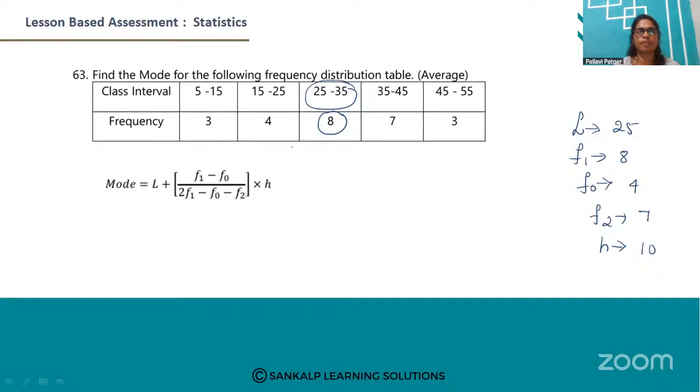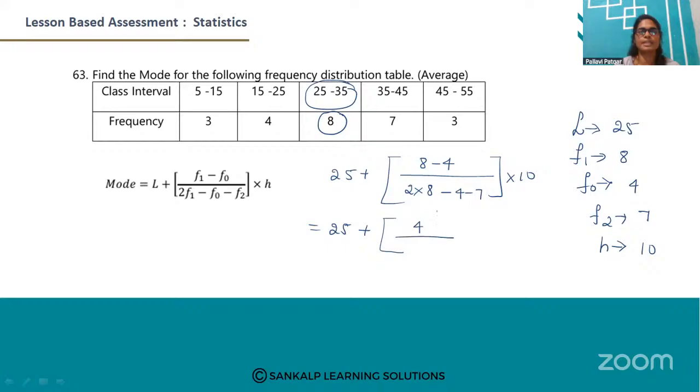So substitute the values. This becomes 25 plus (8 minus 4) divided by (2 into 8 minus 4 minus 7) into 10. So this is equal to 25 plus 8 minus 4 is 4, divided by 16 minus 11, so this is 5, into 10. So this is equal to 25 plus 10 fours are 40, divided by 5. 5 eights are 40. So this is equal to 25 plus 8, which is equal to 33. Okay.